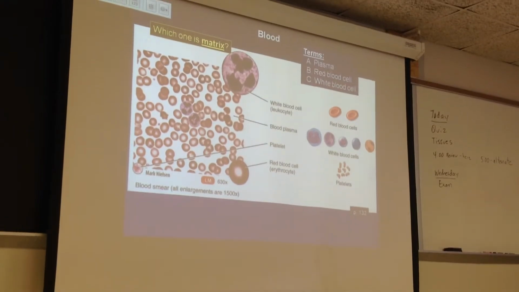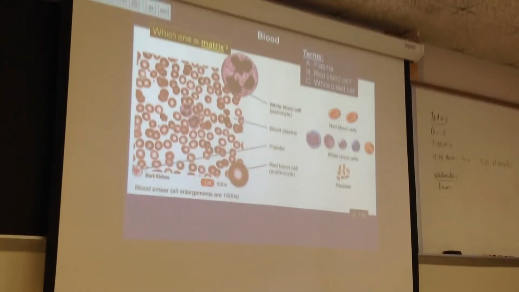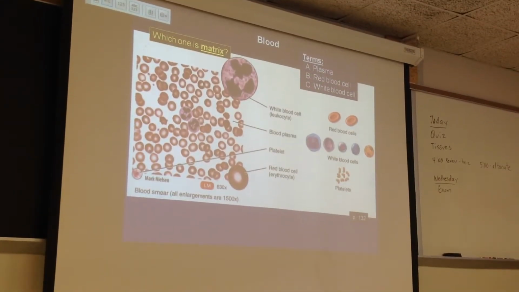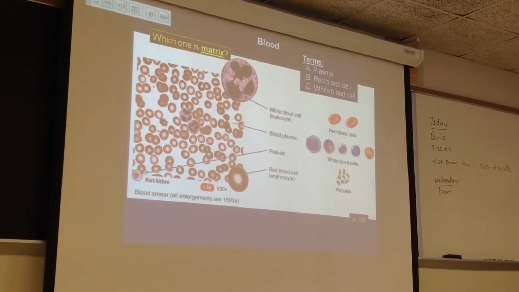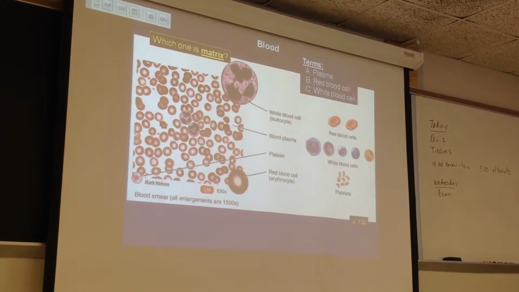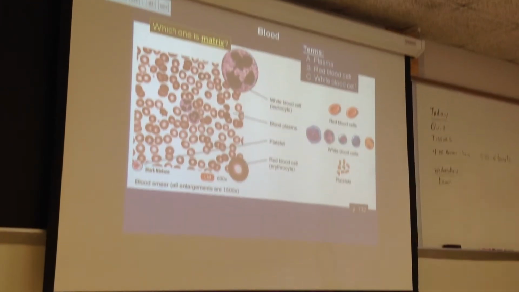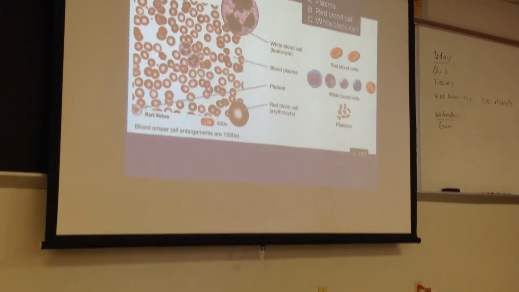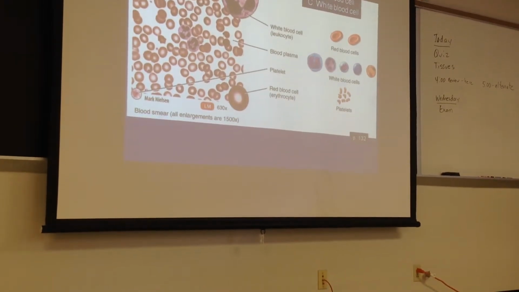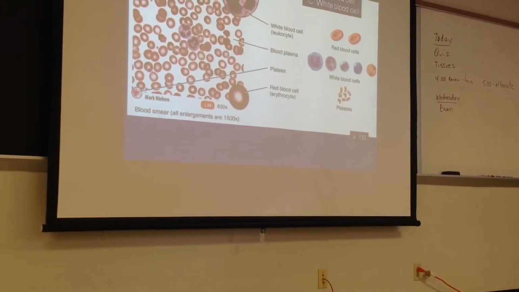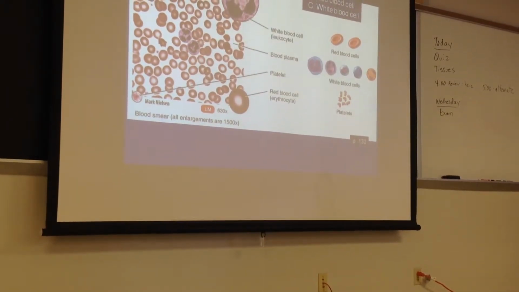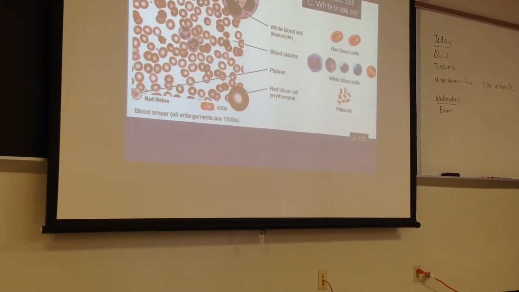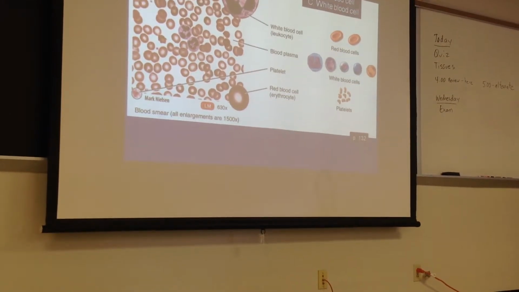Blood is our last connective tissue, and looks like we've got some terms here: plasma, red blood cell, and white blood cell. Don't have a lot of clicker questions today, unless we've got some time at the end, but we do have one right here. Let's see if you can figure out what you're looking at here. Actually, everybody should be able to figure this one out. Which one of those three, plasma, red blood cell, or white blood cell, is best described as the matrix of the blood?